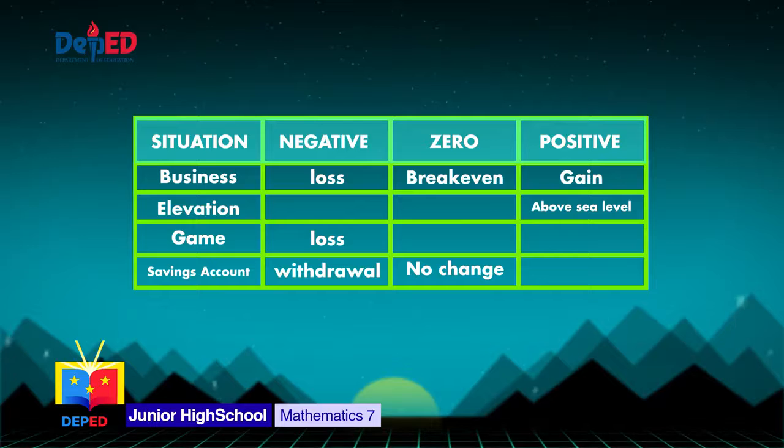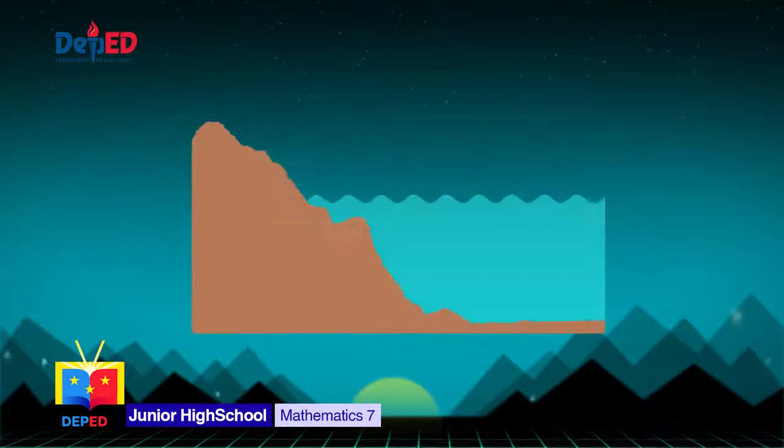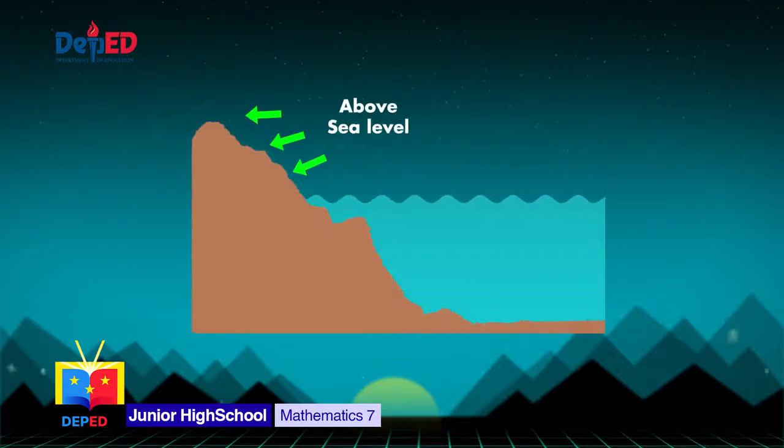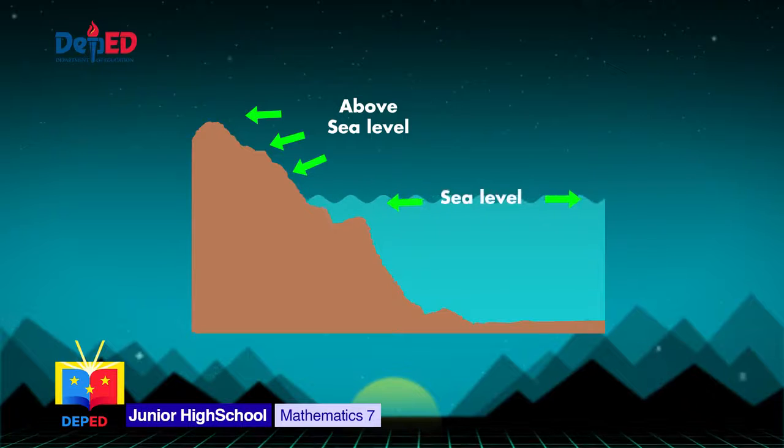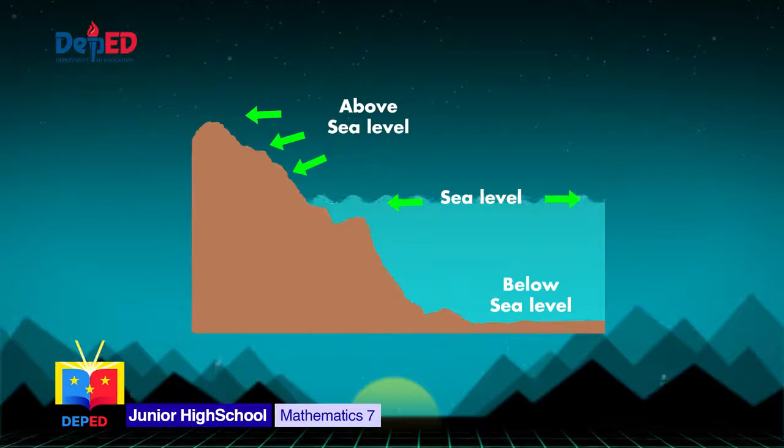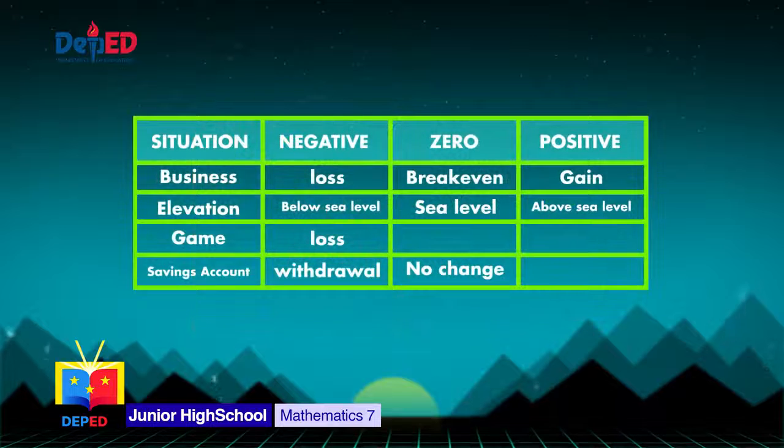For elevation, the given is positive, which is above sea level. For negative, it's below sea level, and for 0, it is sea level. Again, for elevation, we have below sea level, and above sea level.